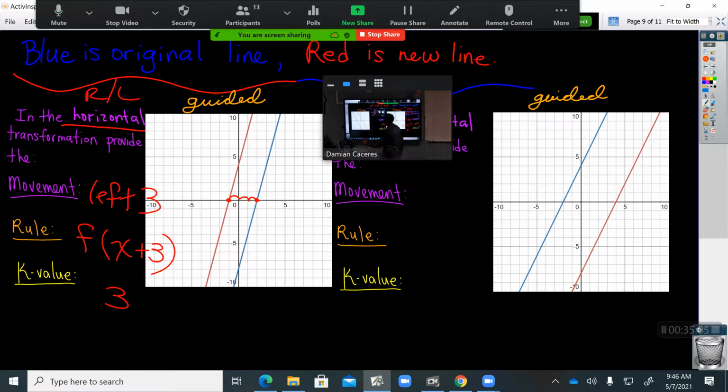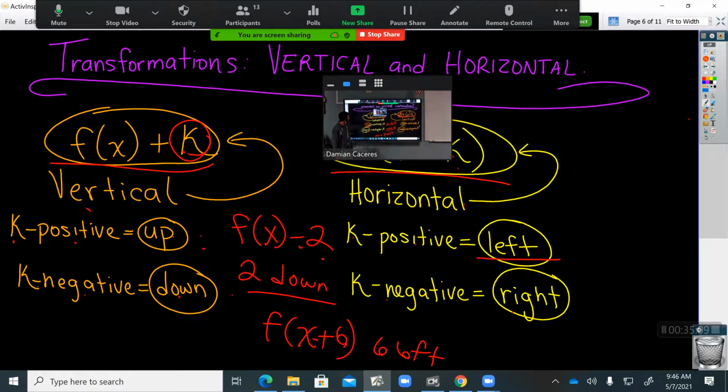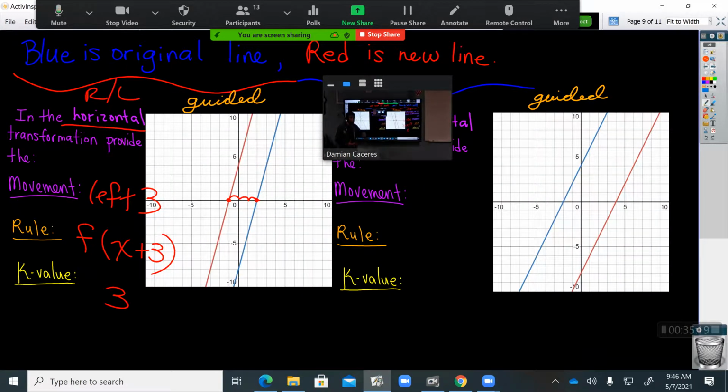No, because horizontal is always the opposite. In horizontal, positive is left, negative is right. You with me? That's one thing you can't forget because the horizontal has a negative as part of the formula itself, as part of the rule. So it changes it to backwards. So all you got to remember is left is positive, right is negative, and that's it for horizontal.